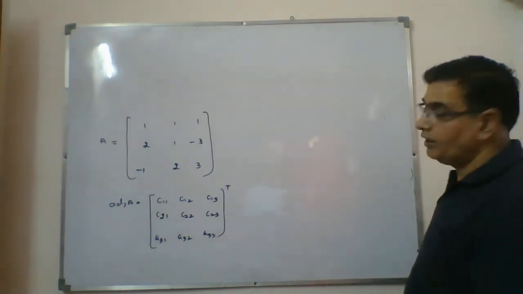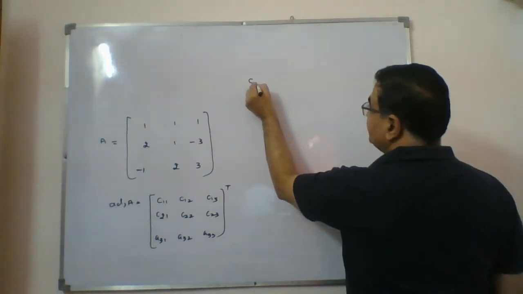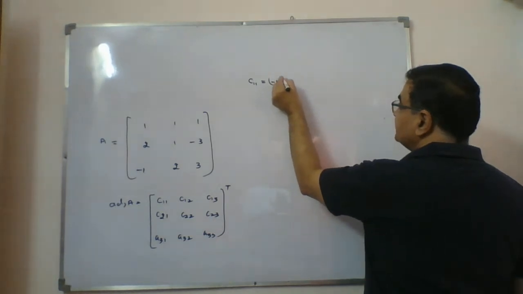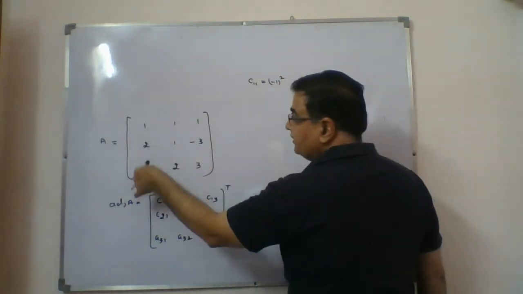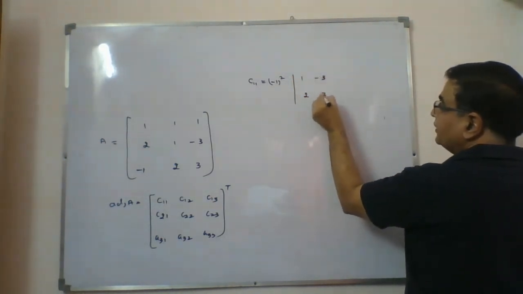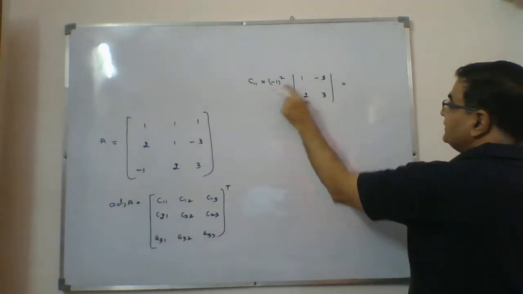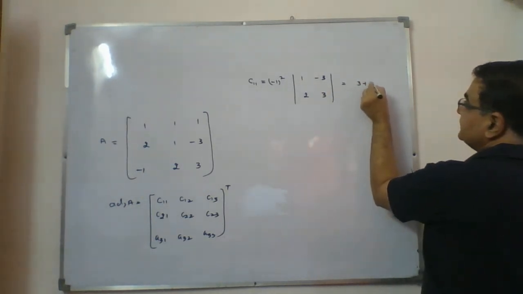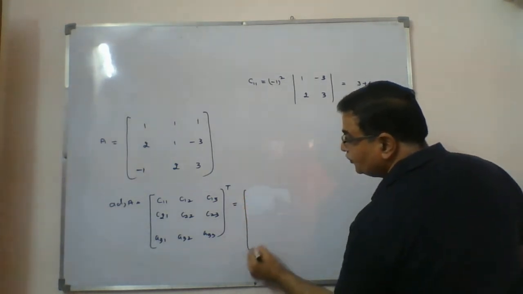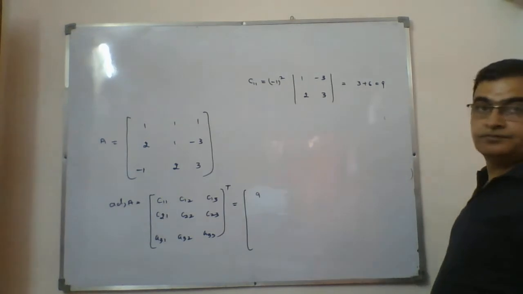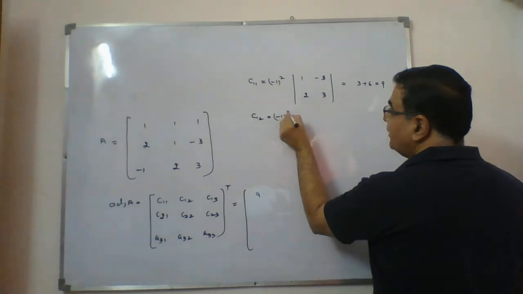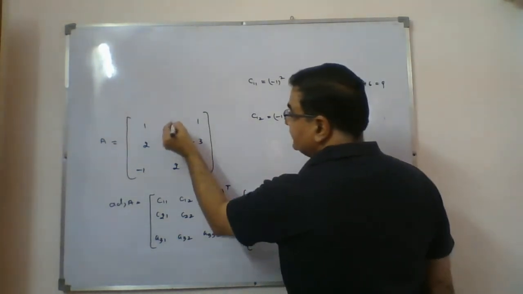Now we'll go for all cofactors one by one. First cofactor C11. When you go for C11, I told you it is minus 1 whole square. Leave this, leave this. Elements left will be 1, minus 3, 2 and 3. Now when you solve it, it is plus. This will be 3 plus 6, which comes out to be 9. That means the first element which you will get will be 9. Then I go for C12. That means it is minus 1 power 3. 1, 2 means this element.